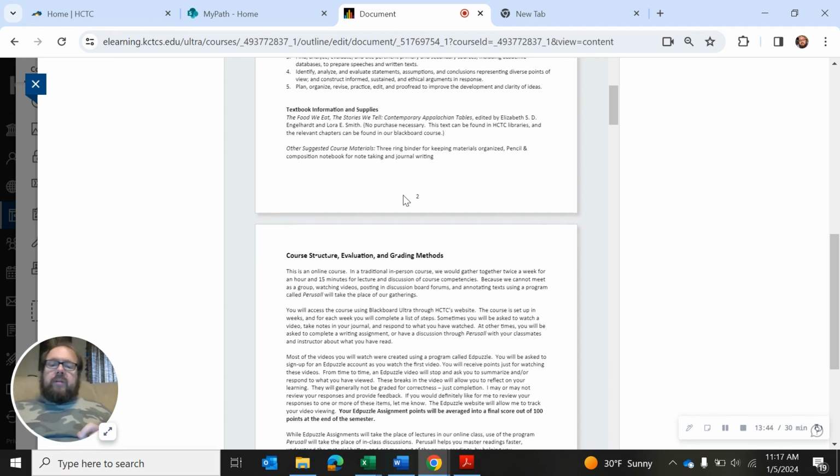Okay. Other materials are a 3-ring binder for keeping materials organized, or a space where you can maybe download some documents in a folder, right? I give you a lot of information. There are a lot of videos for you to take notes from and things like that. So a place where you can keep materials organized, pencil and composition notebook for note taking and journal writing.